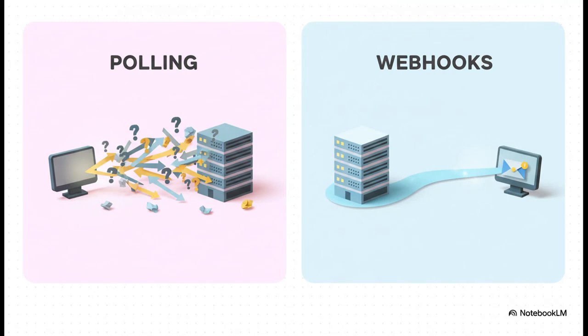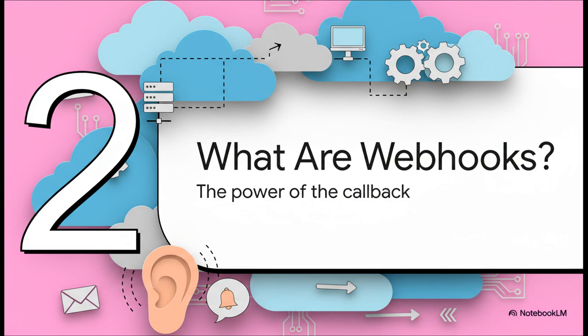Over on the left, you've got polling. It's basically one application constantly nagging a server asking, "Got anything new? How about now? Is it here yet?" It's just chaotic. But then look at the right. That is the elegance of a webhook. The server just says, "Hey, I got ya. I'll let you know." And then it sends one single direct message the exact moment something actually happens. So much cleaner, right?